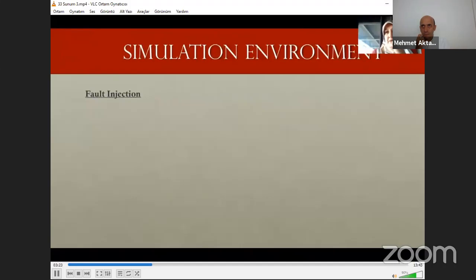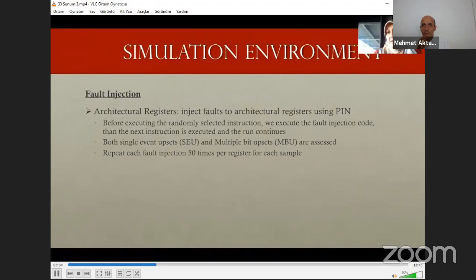For the simulation environment, we need to do a bunch of fault injection experiments, and we use two methods for that. The first one is injecting faults to architectural registers. We inject faults to architectural registers by using the PIN binary instrumentation tool. And for fault injection, we randomly choose an instruction during the execution of the application.